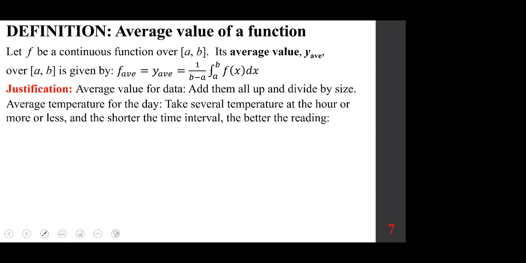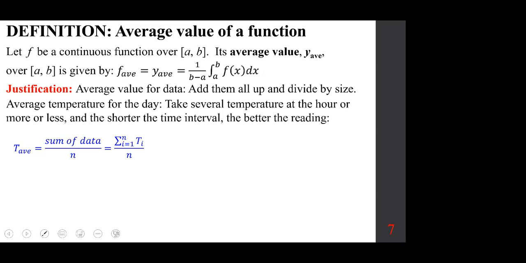Let's look at the average temperature for the day. How would you find the average temperature in a day? You can do several readings. For example, you can take a reading every hour, or maybe every 30 minutes or every 10 minutes. The fact of the matter is the T average is the sum of the data divided by N, and it becomes better as we do more readings, as N increases.